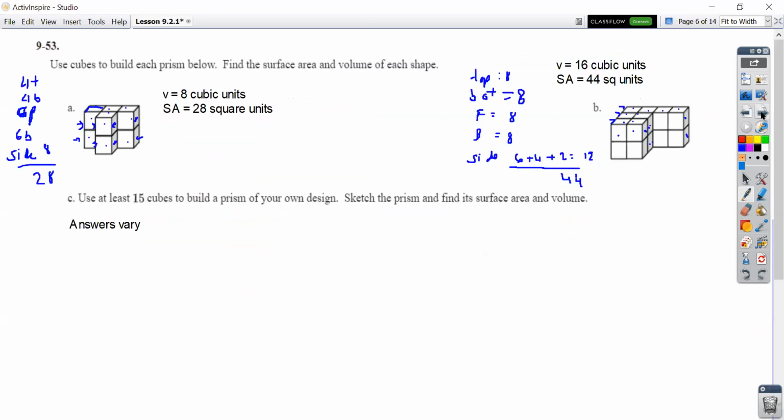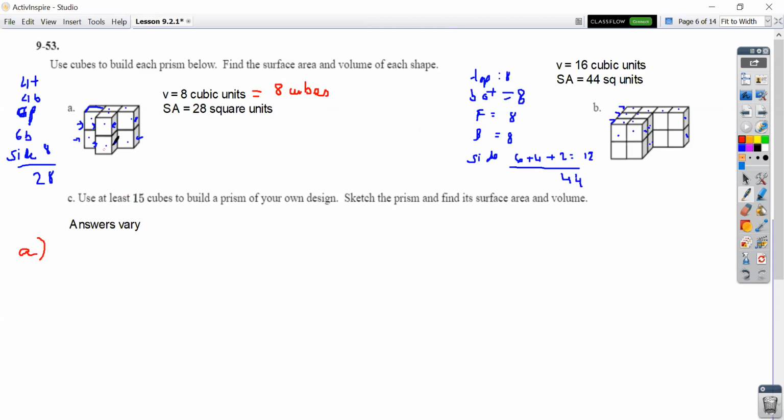953. On question A, find the surface area and the volume of each one of the solids below. So what do we have on A? The volume, you count how many cubes are in there. When you count, you will see there are a total of 8 cubes. So if there are 8 cubes, it's called 8 cubic units. So 8 cubes, stacked together. All right. For the surface area on A, wow, it's not easy for you to see.